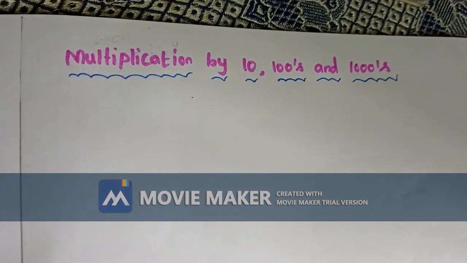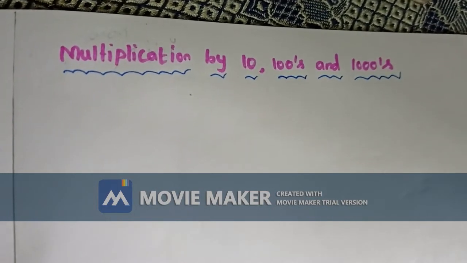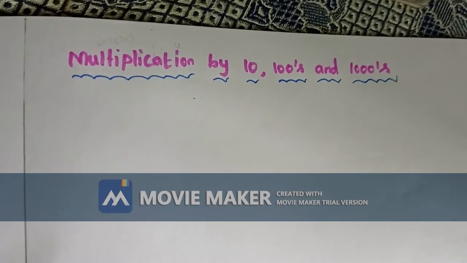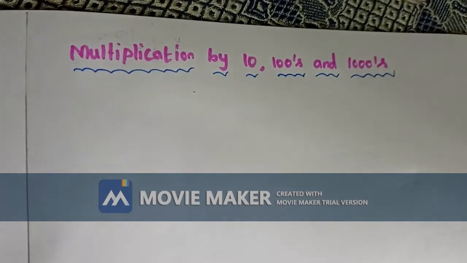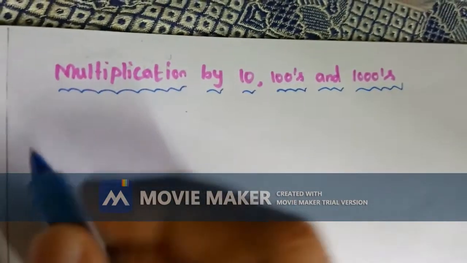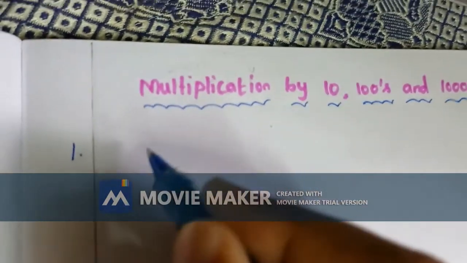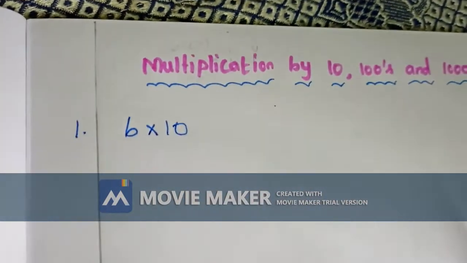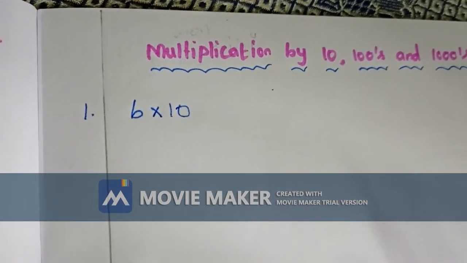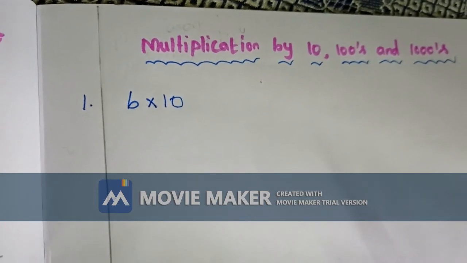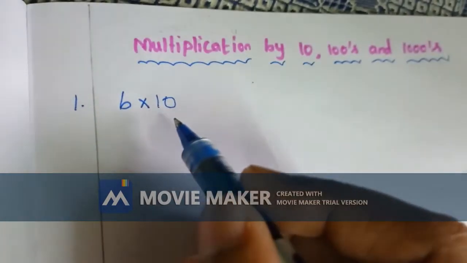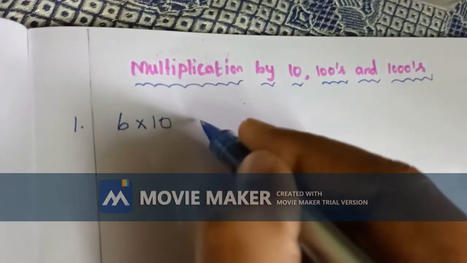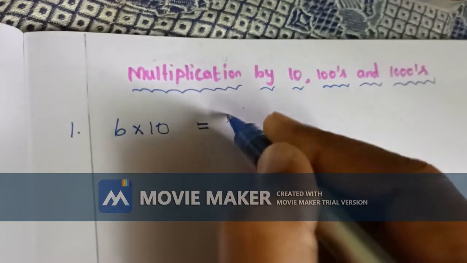So children, the topic is multiplication by tens, hundreds and thousands. First we are going to see the multiplication by 10. Let us see some examples. First question, 6 multiplied by 10. What is the meaning of this, 6 multiplied by 10? Yes, we have to write this 10 up to 6 times.